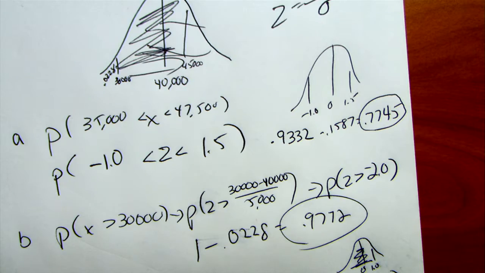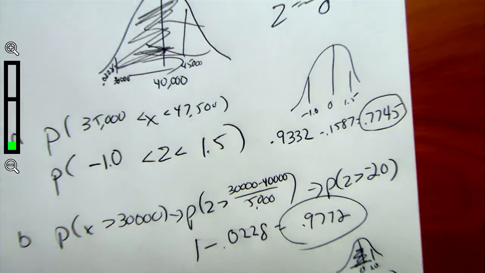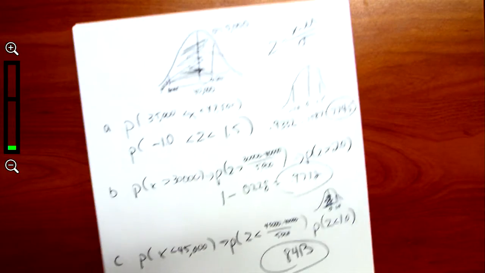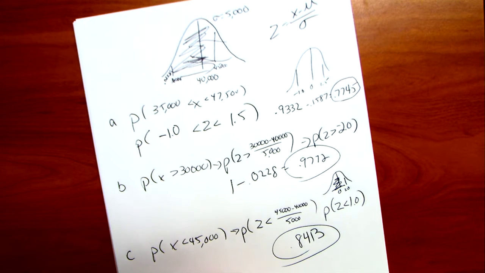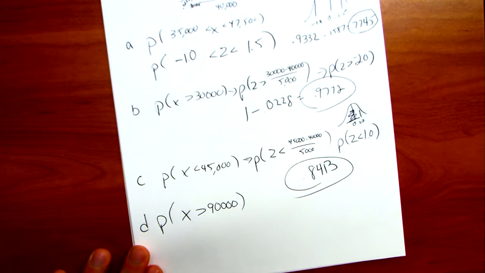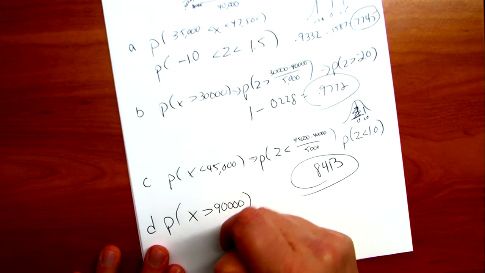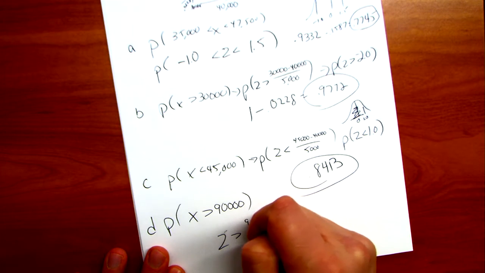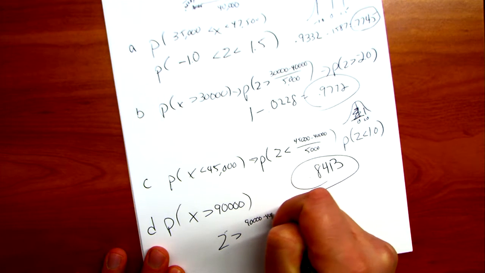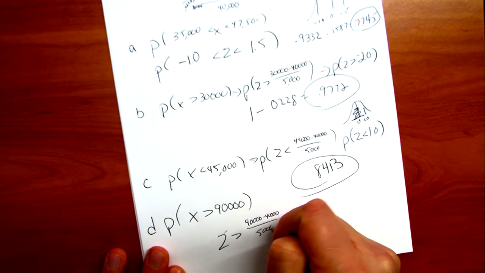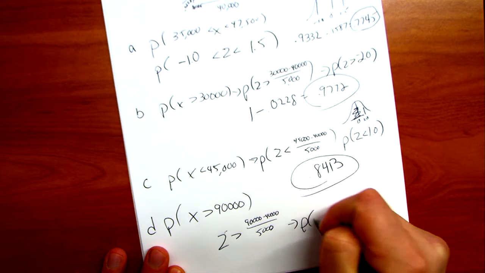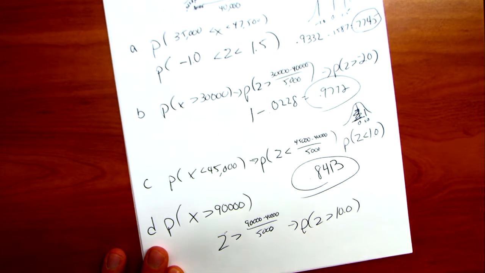I didn't put one like this on here, but what if I asked you, hey, what's the probability that someone makes more than 90,000 to start? What do you think? Well, probability someone makes more than 90,000. Let's convert that to a z-value. Well, z is greater than, let's see, 90,000 minus 40,000 divided by 5,000. Gives me the probability z is greater than 10.0.